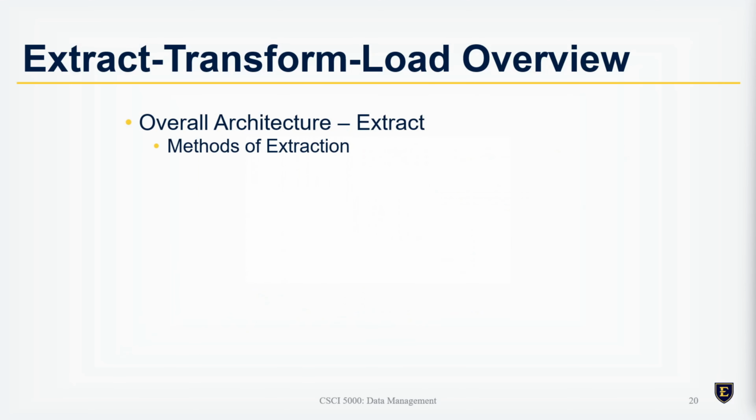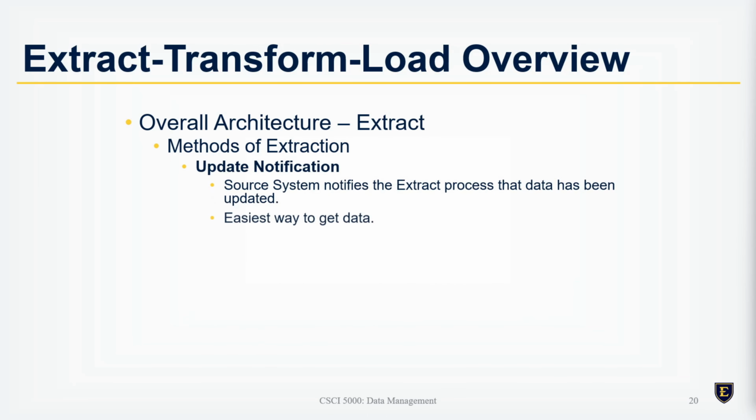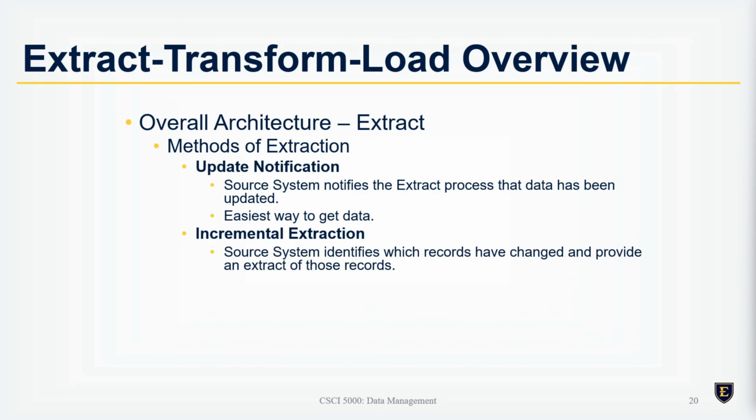So to do extraction, there are several methods. You could do an update notification where the source system notifies the extract process that data has been modified. It's the easiest way to get data, but you have to rely on the source system to keep track of that. And if you don't trust that, then there might be a different method that would work better for you. But it is the easiest way to get data.